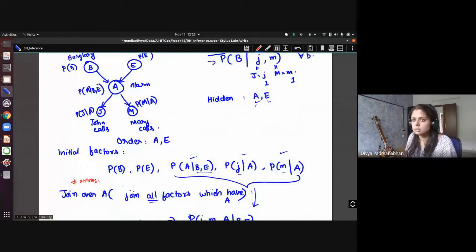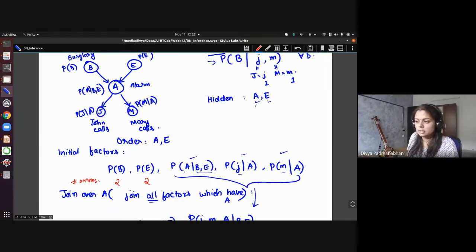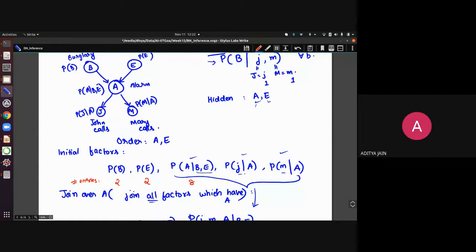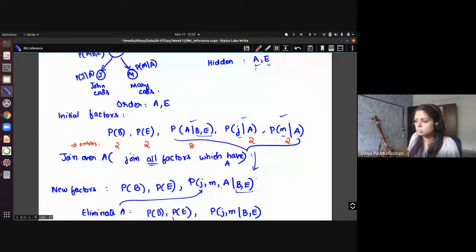So can somebody tell me P of B, how many? Two. This is 2. P of... here, 8. This one, 2. Four. This is also 2, right? Okay, so 2, 2, 8, 2, 2. Now, when you go to the next part, how many entries are there? This is the same, there's no change. What about here? This is 8.